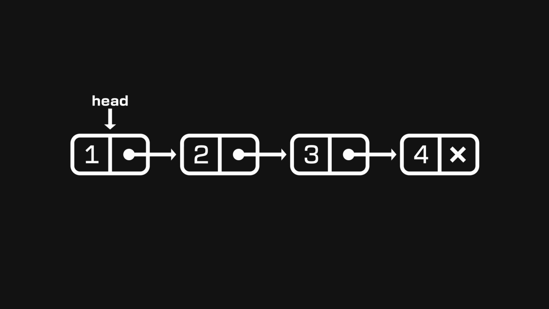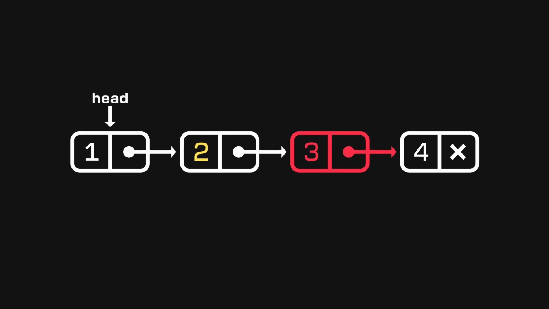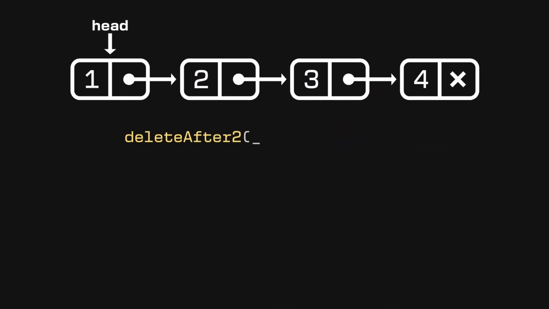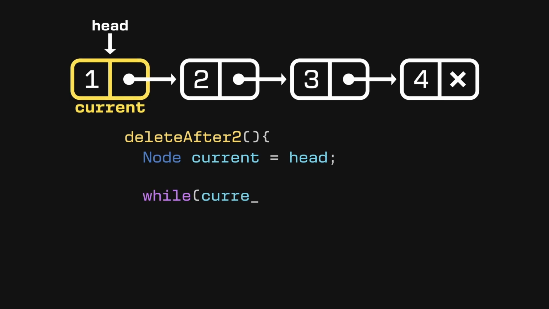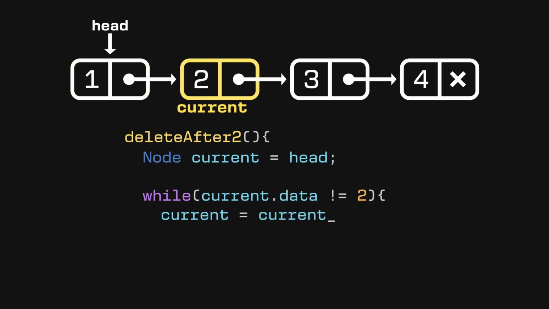Of course, we can delete any node in the list, not just the first one. To match our function that inserted after a 2, let's write a function that deletes the node that comes after a 2. Similar to insertion, we'll traverse to the node that comes right before the one we want to delete, so we'll once again loop until we find the 2.